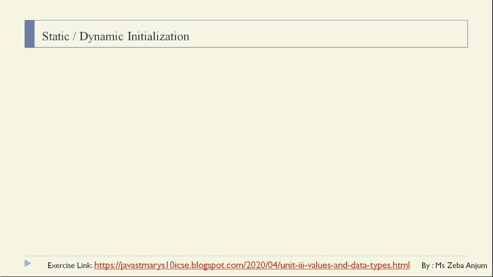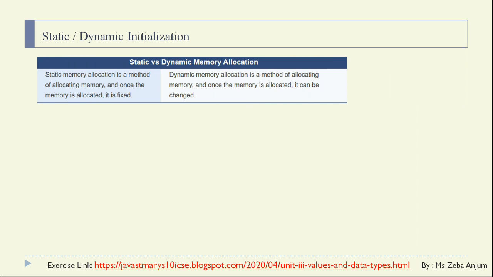Now coming towards static as well as dynamic initialization. Static means one time only we have to initialize a thing and it is constant throughout the program. By dynamic we mean the value is initialized at runtime and it can change as per the situation, as per the time. Now see some basic differences. Static memory allocation is a method of allocating memory, and once the memory is allocated it is fixed. Once you have declared int a, it means your a is a variable holding an integer value, so 4 bytes are fixed over there.